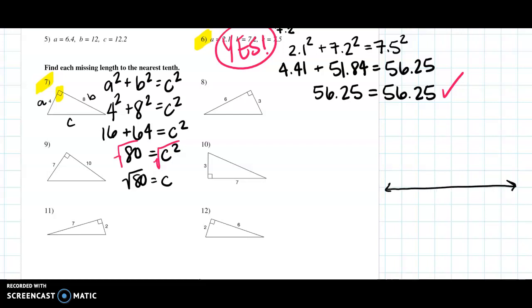We can use our estimation process to determine what approximately the square root of 80 is. I know that 9 times 9 is 81. So the square root of 80 is really close to the square root of 81. I know that 8 times 8 is 64. So the square root of 80 is really, really close to the square root of 81. So it could be approximately 8.9. We use this little squiggly line to say almost.